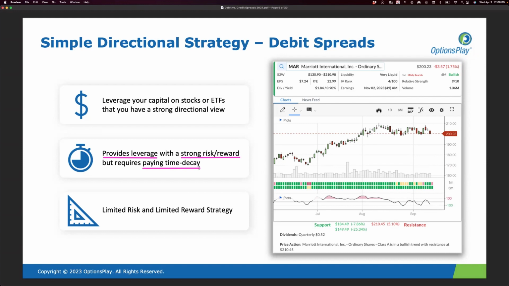So you must believe that the stock is going to make a quick and fast move in order to justify paying that time decay on a debit spread. And this is a strategy that has limited risk and limited reward. So you know exactly how much money you can potentially make or lose on this particular trade before you get into the trade. And what that means is that you have absolutely no excuse when you're trading these types of strategies to say at the end of a trade, oh, I lost too much money on that trade.